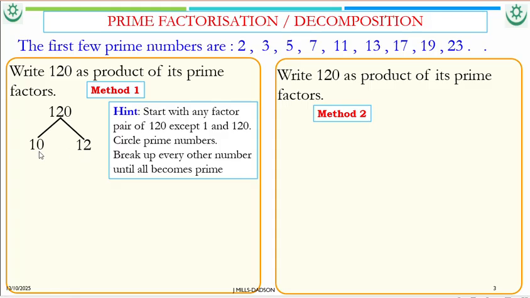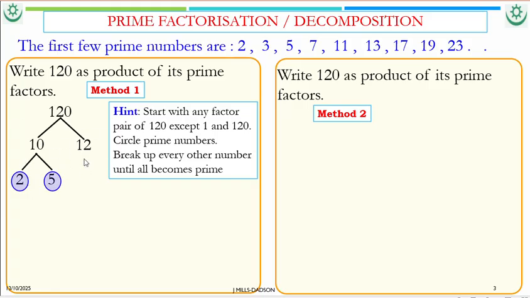We realize 10 is not a prime from the numbers here, 12 is not a prime, so we need to break each of them. So I'm going to break 10. The only possible pair is 2 and 5. Remember, never use 1. So 2 times 5 is 10, and we check 2 and 5 are prime, so we circle them, so this side is ended.